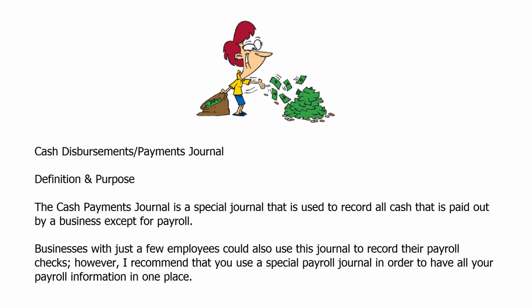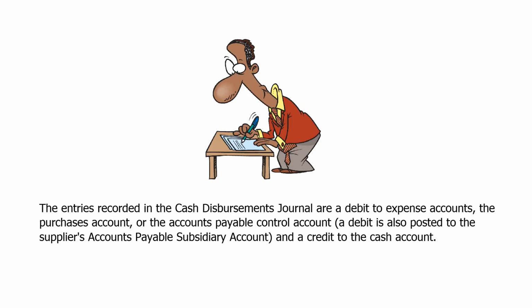Businesses with just a few employees could also use this journal to record their payroll checks. However, I recommend that you use a special payroll journal in order to have all your payroll information in one place. The entries recorded in this journal are a debit to expense accounts, the purchases account, or the accounts payable control account. A debit is also posted to the supplier's accounts payable subsidiary account, and a credit to the cash account.